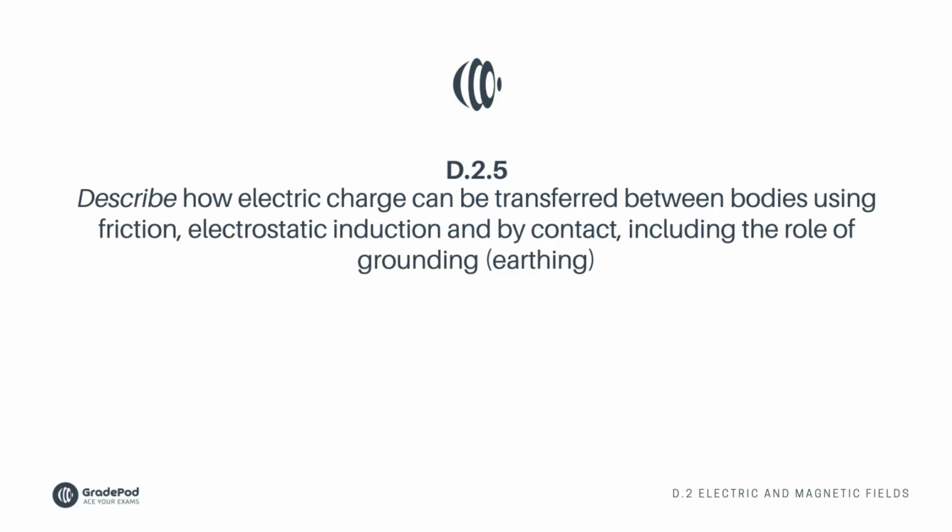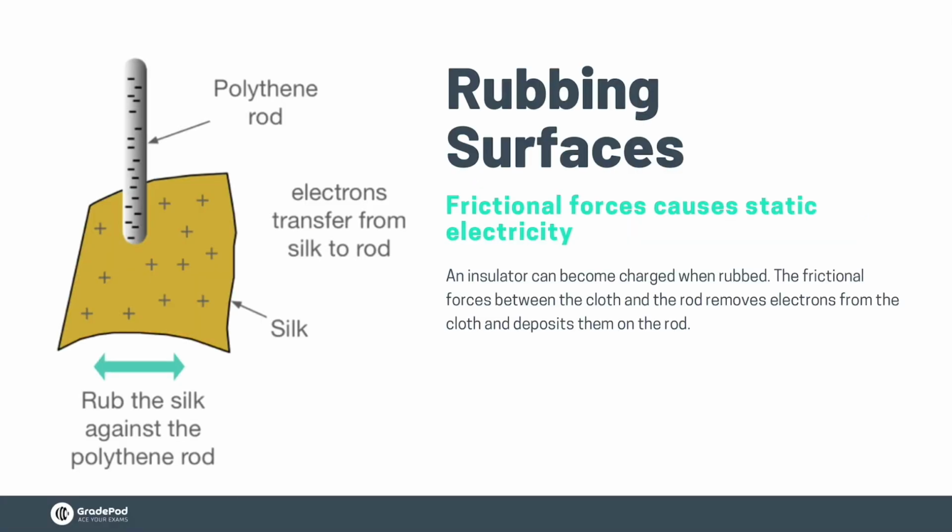We're now going to look at something called static electricity. We're going to look at its effect in everyday life and how it's produced. So when we rub a surface, and we have 2 objects here, a polythene rod and a cloth of silk, when we rub those 2 together, what happens is frictional forces start coming into play. And those frictional forces between the cloth and the rod, it removes the electrons from the silk. And because those electrons can freely move, they move onto the polythene rod.